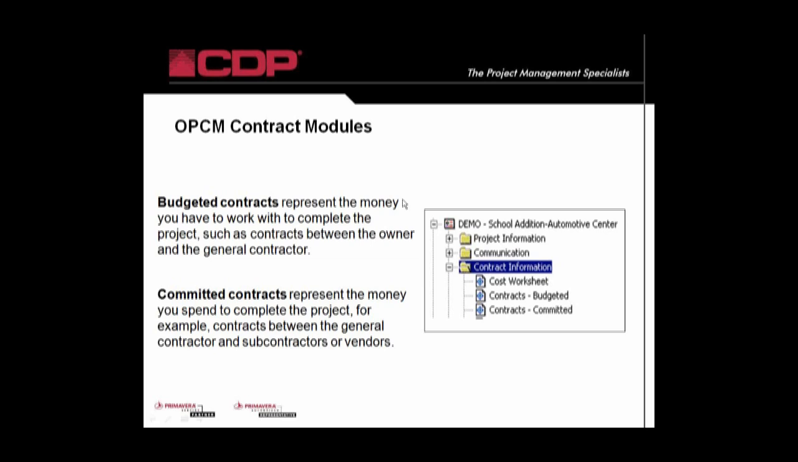Revisiting again, the two modules within contract management that you're going to be working with in relation to contracts are the budgeted contracts, which represent the money you have to work with to complete the project, and the committed contracts, which represent the money you spend to complete the project.